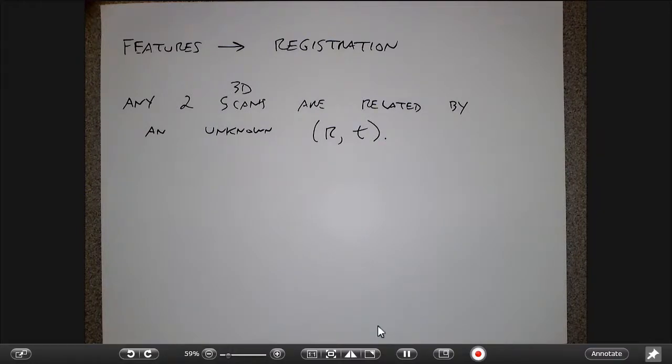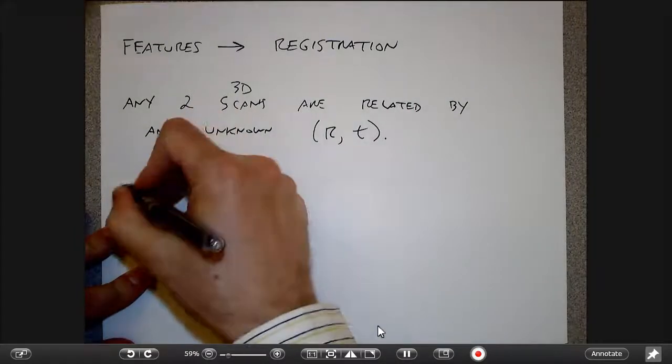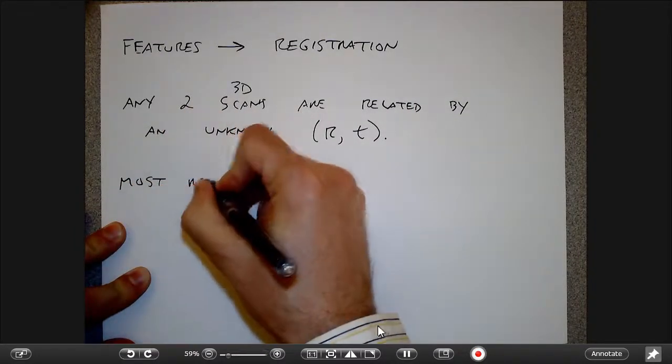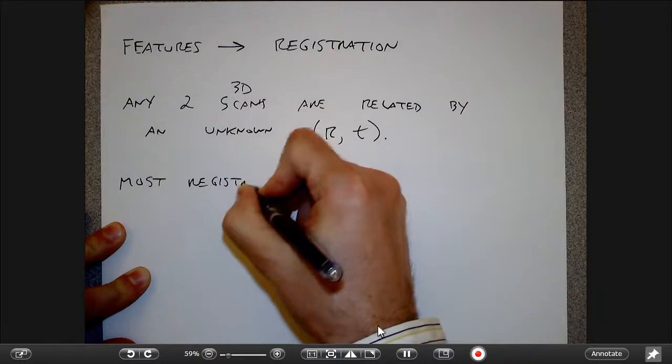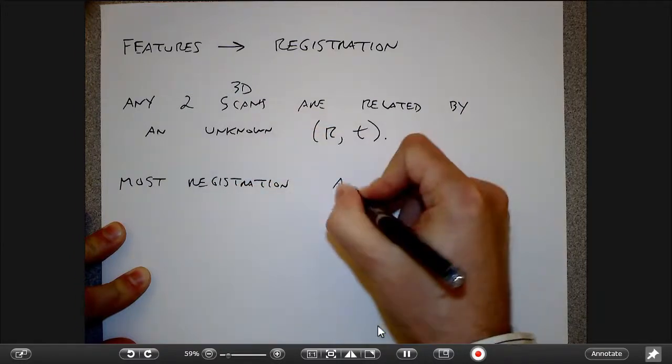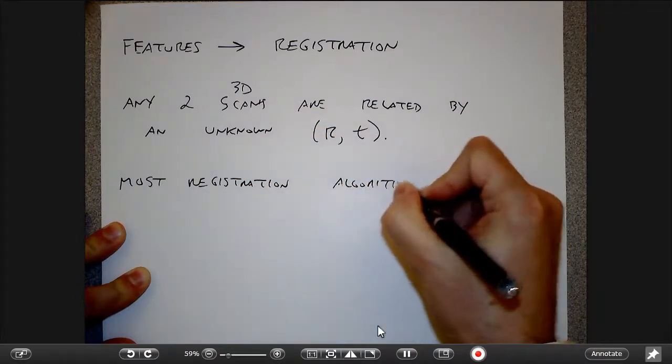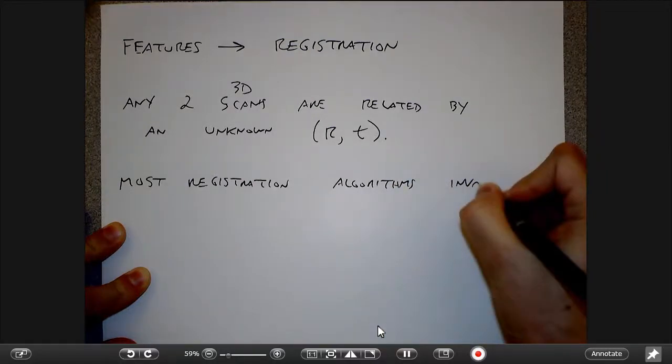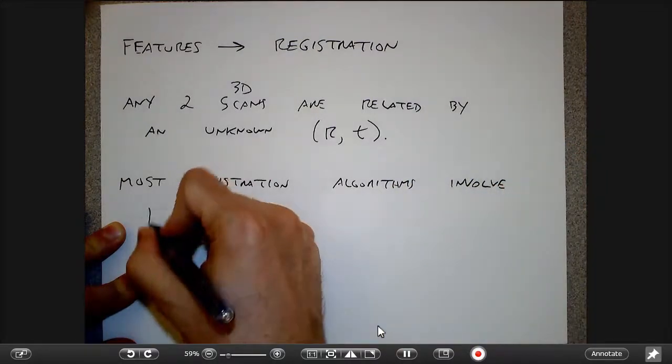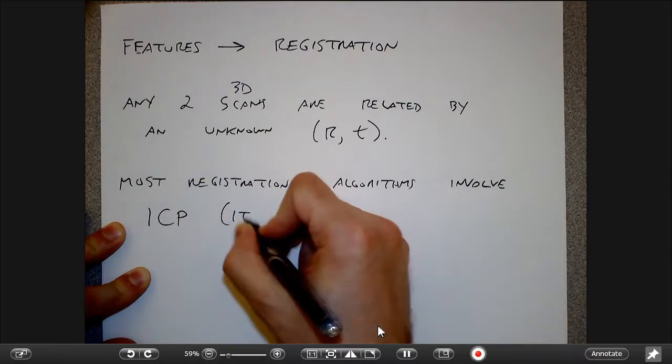And the most common way to register 2 scans, I mean, almost all registration algorithms are built upon some variant of what's called ICP, which stands for iterative closest points.